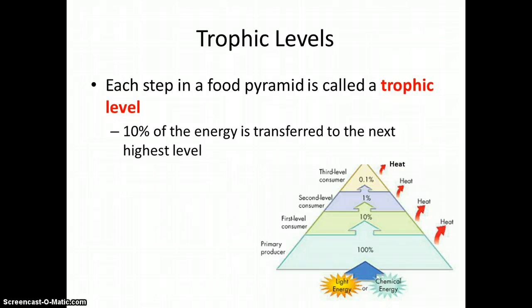As you continue to move up the food chain, or the food pyramid, at each step, 90% of the energy that that animal consumes is either used for their own body processes or is lost as heat. So they only pass 10% of the energy they eat to the next trophic level.